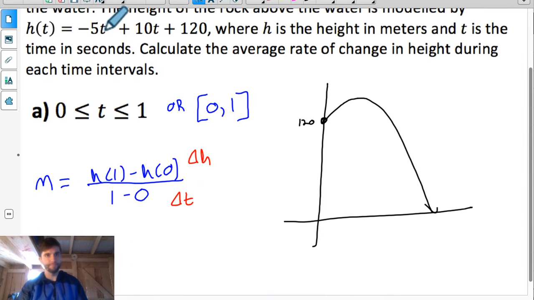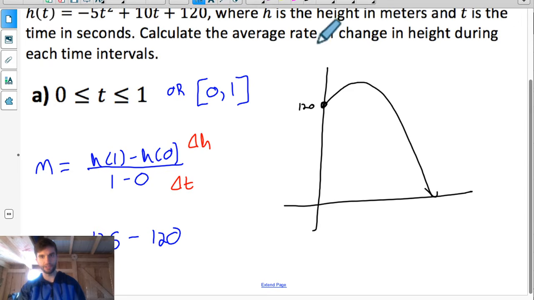So when I plug 1 in, I would get negative 5 times 1 squared. That's just negative 5. Plus 10 times 1. So that's 10. So I've got negative 5 plus 10. That's 5. Plus 120. That's 125. So h at 1 is 125. Minus h at 0. We'll plug in 0 for those t's. I would get 0 plus 120. That's 120. And that matches the graph I showed you here, right? Here was the height, and here is the time. At a time of 0, the height was 120, because that's how tall the cliff was. But we just verified that by plugging it in. And this is all over 1 minus 0.